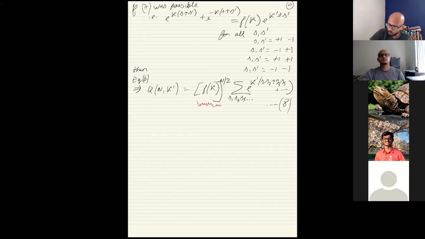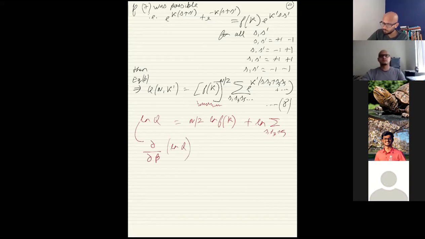So once we do log of q, we will be left with n by 2 log of f of k plus log of this summation, right? And now comes the other thing you said. In order to get thermo from this, I'm going to be differentiating it with respect to things like beta, right? When I differentiate it with respect to things like beta, this first term, how much will it contribute?